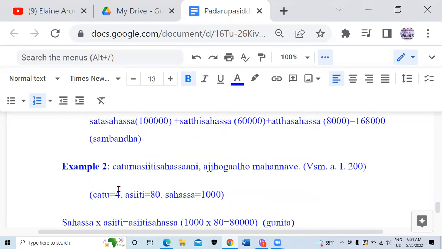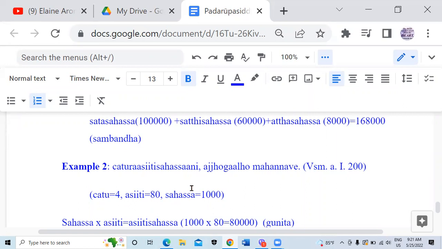And then next is Chatura Sidi Sasani. Okay. Chatura Sidi Sasani, Ajo Galo Mahanawe. This is about the depth of the ocean. Okay, Mahanawe, see? Ocean, great ocean. Ajo Galo enters. Chatura Sidi Sasani, which are two, four. Okay. Sidi, 80, and Sasani, 1000. So 1000 is the biggest number. It is multiplied by 80 first, after that, 4.